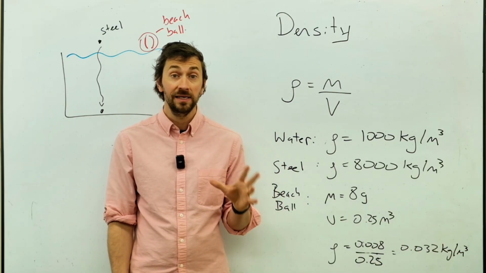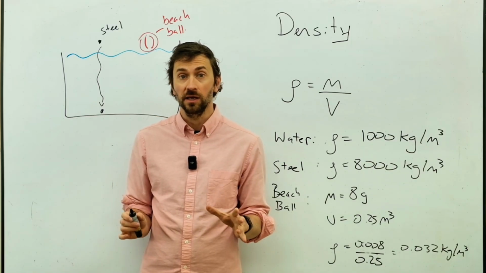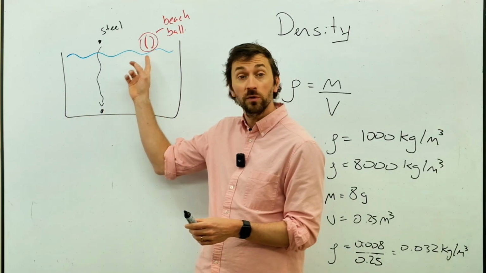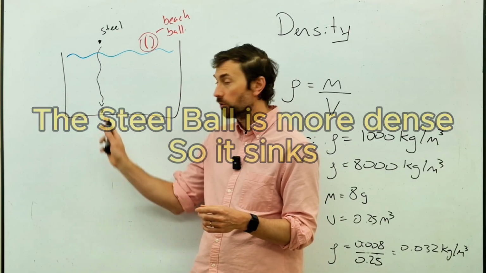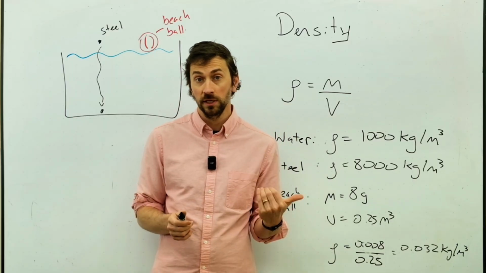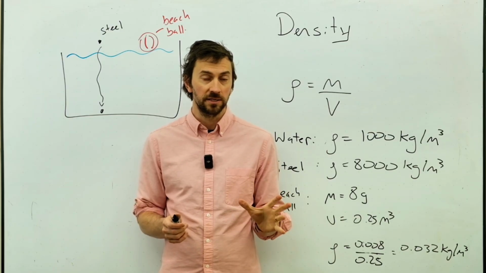So the main idea here is comparing the densities. The density of the beach ball is much smaller, so it's going to float. The steel ball is more dense than the water, so it's going to sink. So whenever you're thinking about floating or sinking, the right frame of reference to use is density.